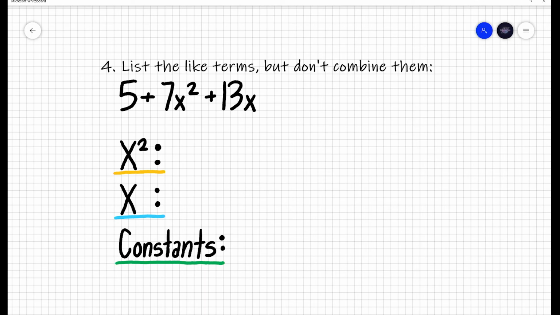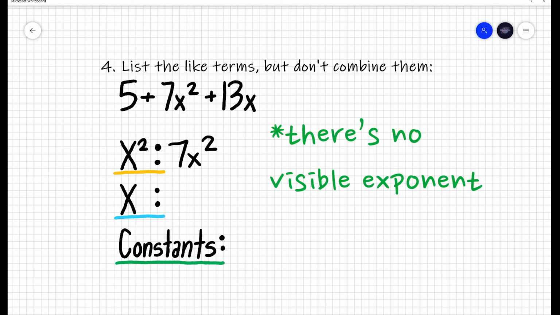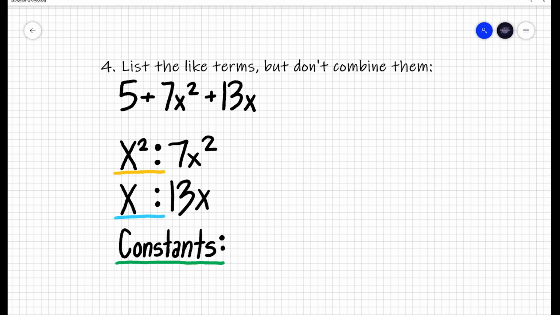So all you have to do is just look at the variable, and if it has a variable, first of all, and the power it is raised to. So x squared is the biggest, and in this case, it's 7x squared is the x squared value. It's the only one. So you put it like this. So now we're going to move on to the x value. In this case, it's just 13x because it's the only one that's raised to the first power, or just doesn't have a visible variable, but technically it's still there. So yeah, we're just going to write 13x. And finally, we have the constants, which is just plain old 5.